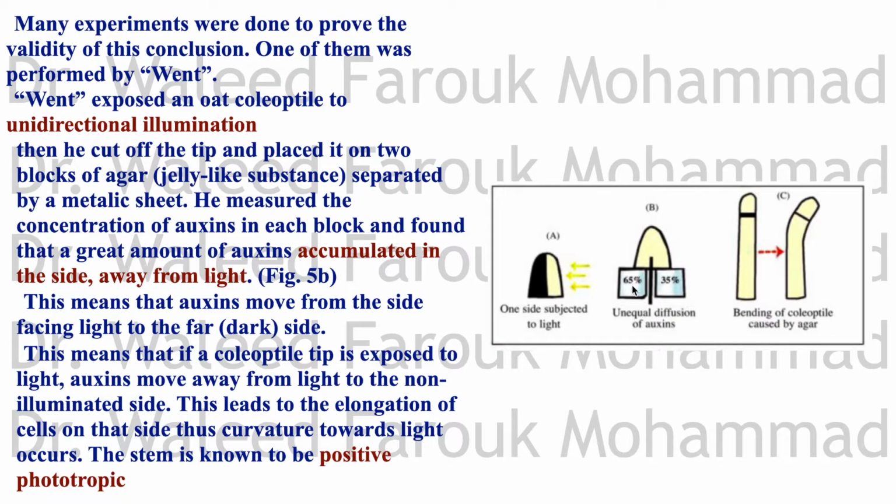He found out that the auxins accumulated in the side away from the light. He measured the concentration of auxins in each block and found out that the greater amount of auxins accumulated in the side away from the light. Now, this means that the auxins move from the side facing the light to the far dark side. What will they do?